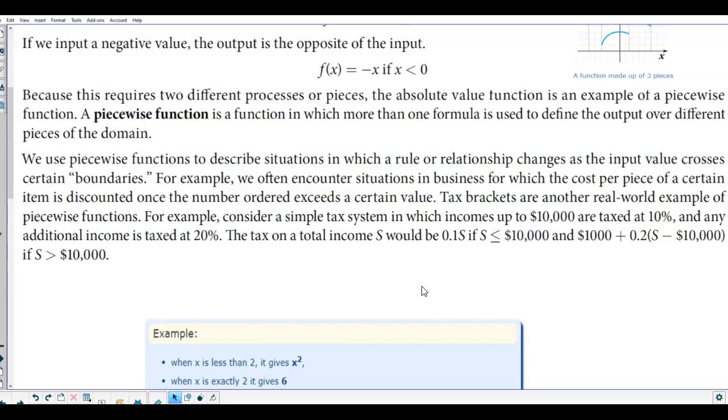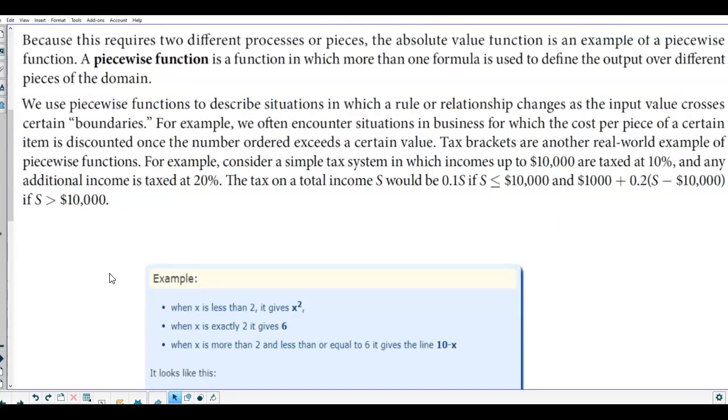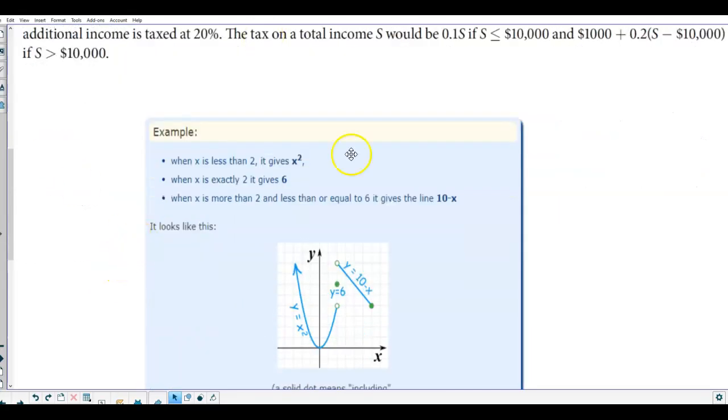The tax on a total income S would be 0.1 times S if S is less than or equal to $10,000, and $1,000 plus 0.2 times S minus the $10,000 if S is greater than $10,000. So here's just an example of what a piecewise function is going to look like. When x is less than 2, it gives x squared. Now recall that x squared is a parabola.